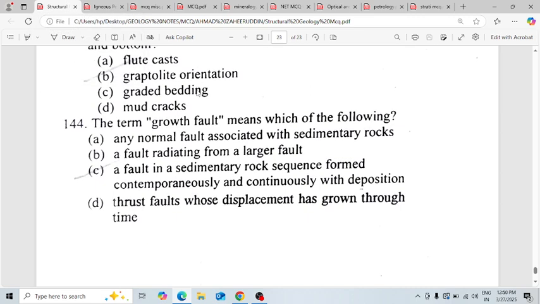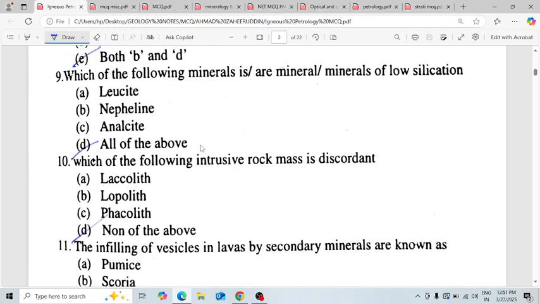The term growth fault means which of the following. A fault in a sedimentary rock sequence formed contemporaneously and continuously with deposition. That's it. Igneous. Which of the following minerals is or are minerals of low silica? Leucite, nepheline, analcite. All of the above.